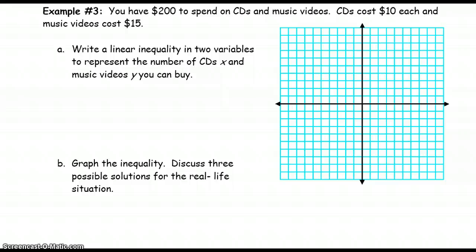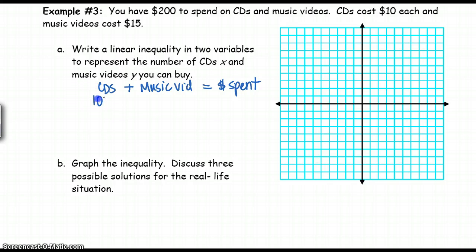y you can buy. Okay, well first let's talk about the number of CDs. And then we're going to add to that the number of music videos. That should give us how much money we spent. Speaking of the CDs, how much were they? $10 each. So 10x will represent the number of CDs we purchased. X will be number of CDs.